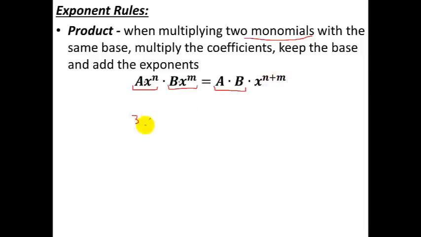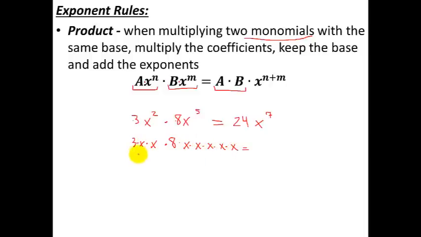So for example, 3x squared times 8x to the 5th equals 3 times 8 is 24. x squared times x to the 5th, we keep the base the same, but we add the exponents. 2 plus 5 is 7. And what you've learned last year about exponents is that an exponent represents the number of times you multiply something. So you could think of this here as 3 times x, that's the first part. Second part is 8 times x 5 times.